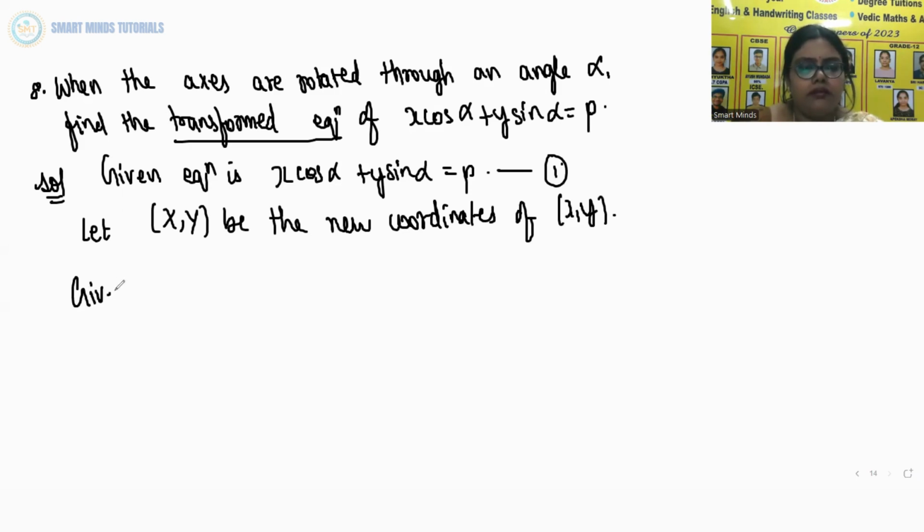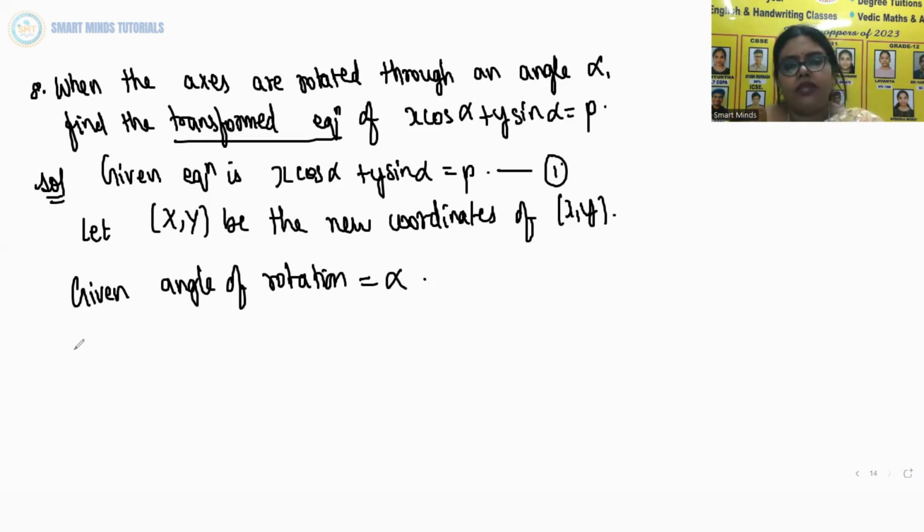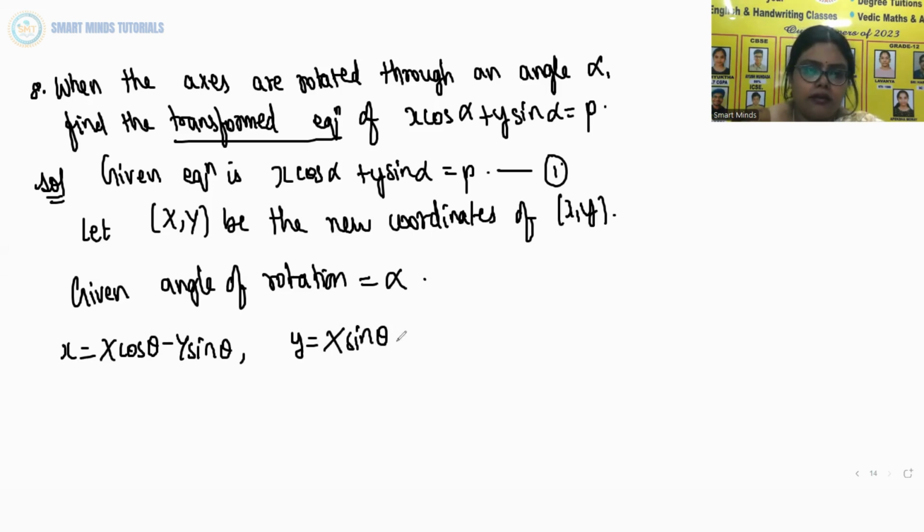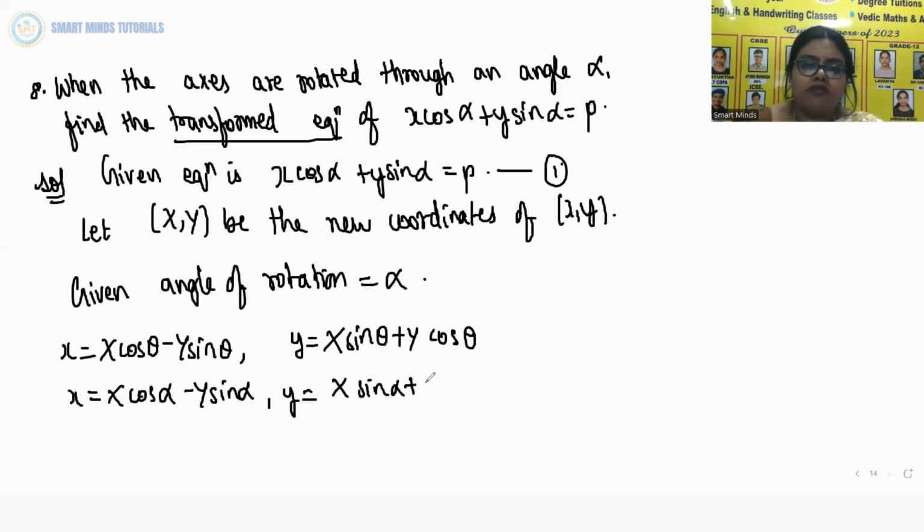Now given that the angle of rotation is alpha. So we take the old coordinates formula, that is, the small x and small y formula. So small x is capital X cos theta minus Y sin theta, and small y is capital X sin theta plus Y cos theta. Now in the place of theta we write alpha. So x is X cos alpha minus Y sin alpha, and y is X sin alpha plus Y cos alpha.